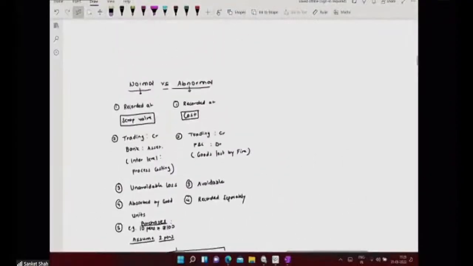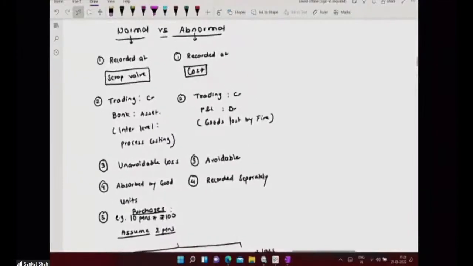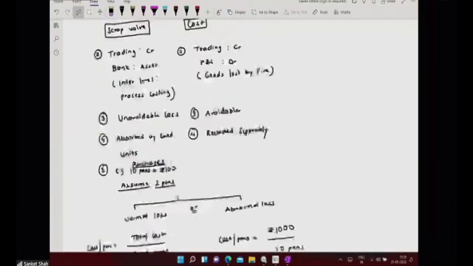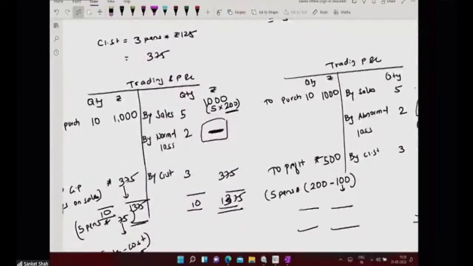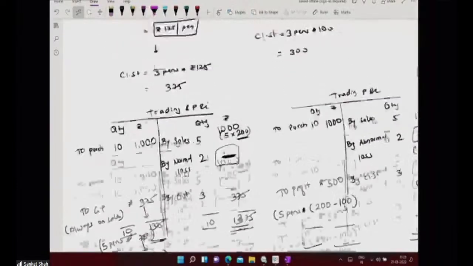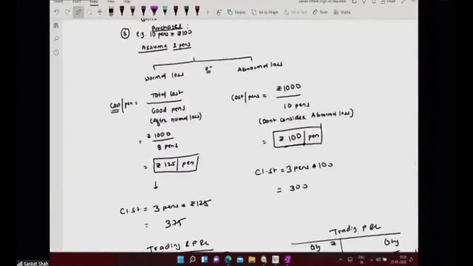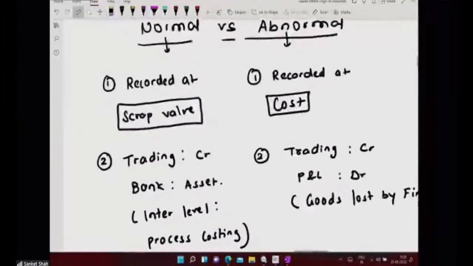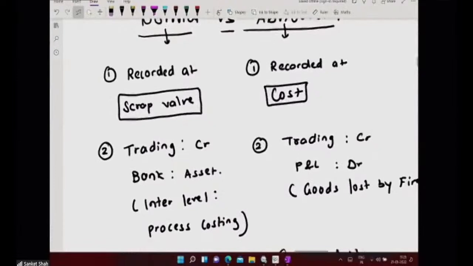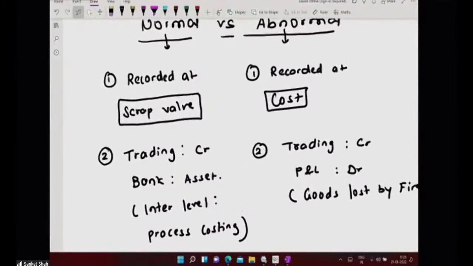So many students are not aware of what exactly this is; they know only the sentence that normal loss is absorbed by good units. Oh sir, normal loss is absorbed by good units and it is unavoidable. But what is the impact of this? How will your trading and P&L account look? That you have to understand. I hope now you are clear with this concept. Chalo, take a screenshot. Normal versus abnormal, yes, this is the first difference.